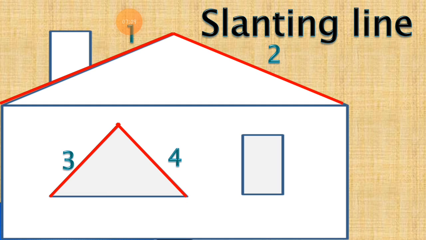So try to draw the picture and overwrite it with different colors so you can find the different lines in the same picture. Just try to draw the same house and try to find the standing, sleeping and slanting lines, and overwrite with different colors so you can find how many lines there are, which lines you are using to make this house.